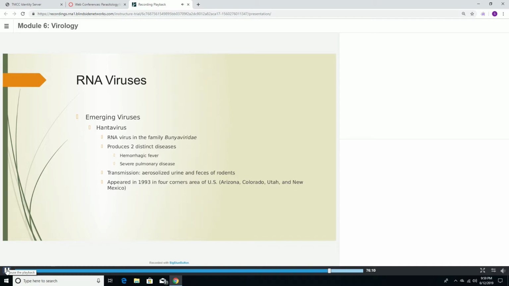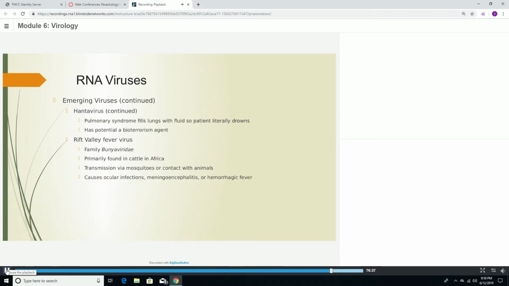It's been around for a while. It's an RNA virus in the family Bunyaviridae. It produces two distinct types of diseases. It could produce hemorrhagic fever and severe pulmonary disease. Transmission occurs via aerosolized urine and feces of rodents. It appeared in 1993 in the Four Corners area of the United States: Arizona, Colorado, Utah, and New Mexico. Recently, we have heard of some deaths from hantavirus in the upper Midwest in our area. So it's important for us to recognize how it's transmitted and how it's treatable.